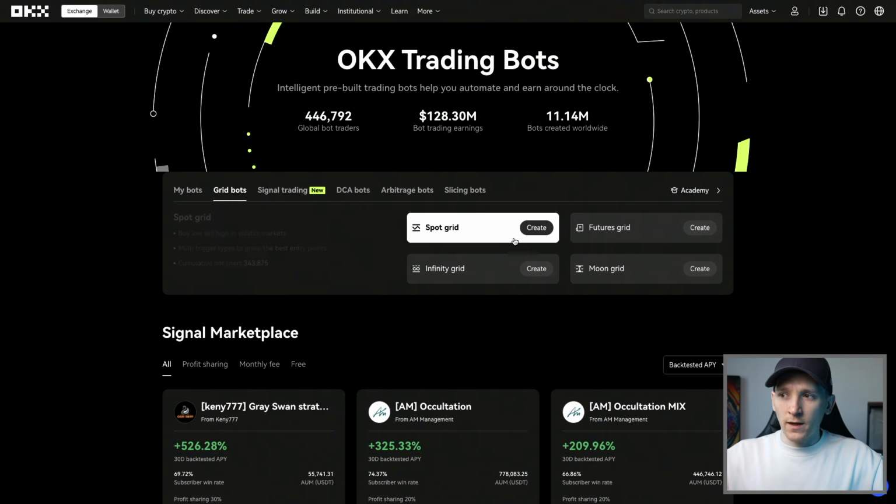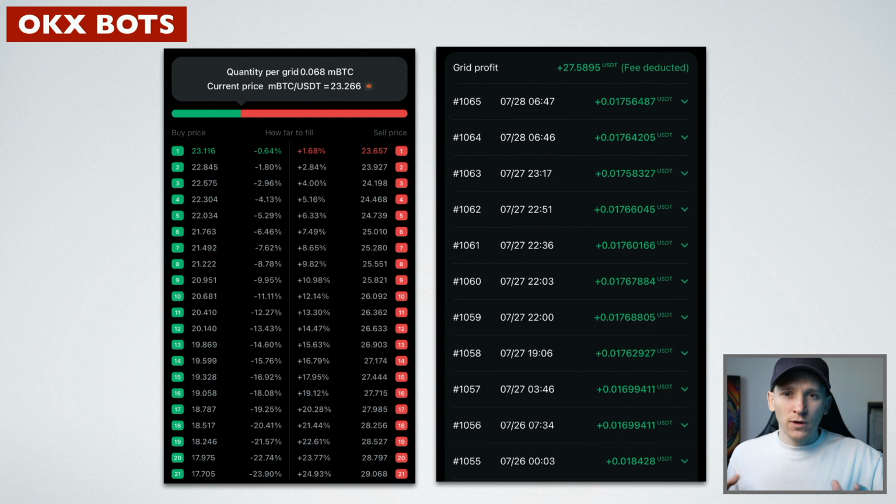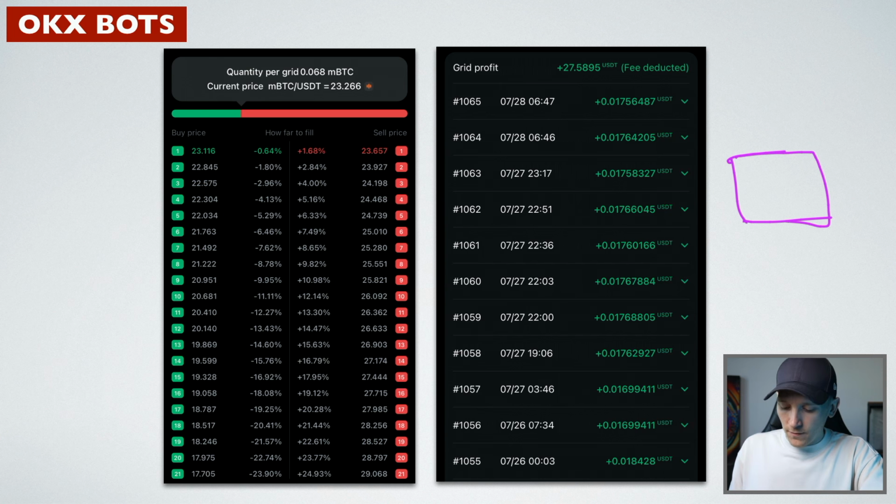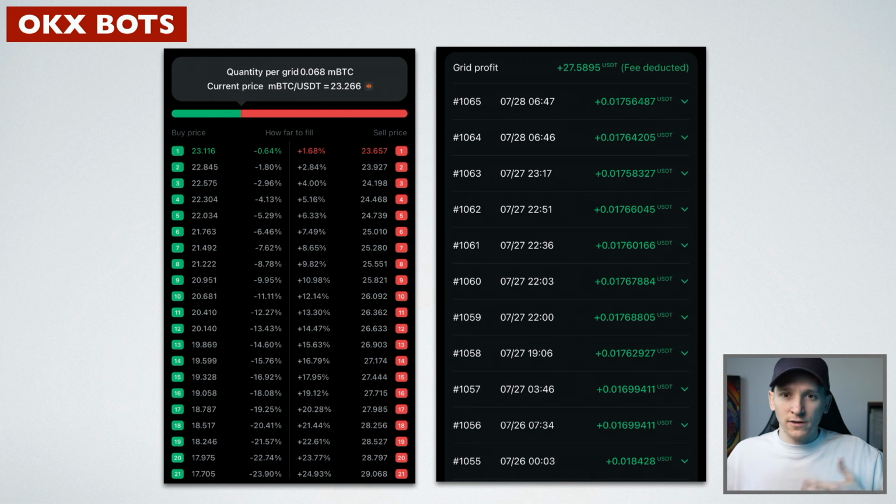So the spot grid right here, how does this actually work? You can see this is a running grid bot. So you have all of the buy orders here, you have all of the sell orders, and they just refresh over and over and over again, buying and selling. Once you have a buy and a sell that are completed, that creates a grid as it's known. And so the profit from that goes back into the strategy. You can see many completed grids right here where you're getting a small amount back into the strategy as you've completed that grid.